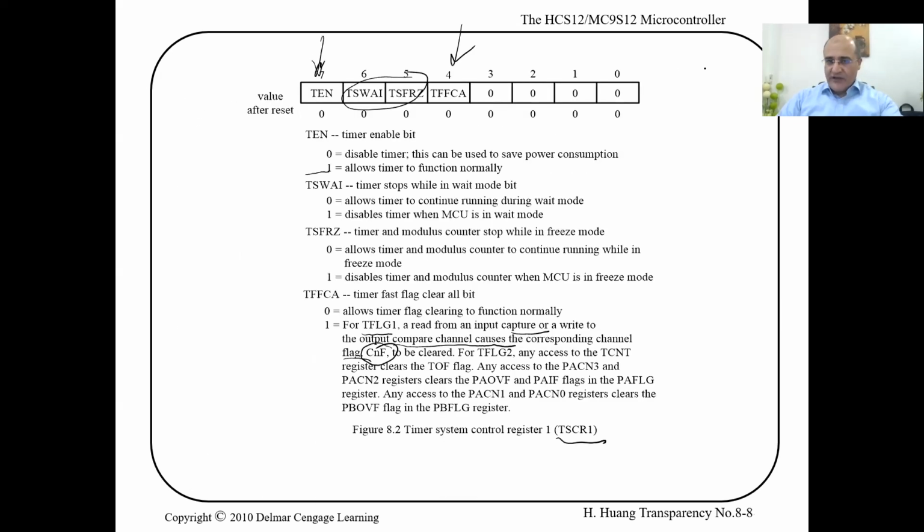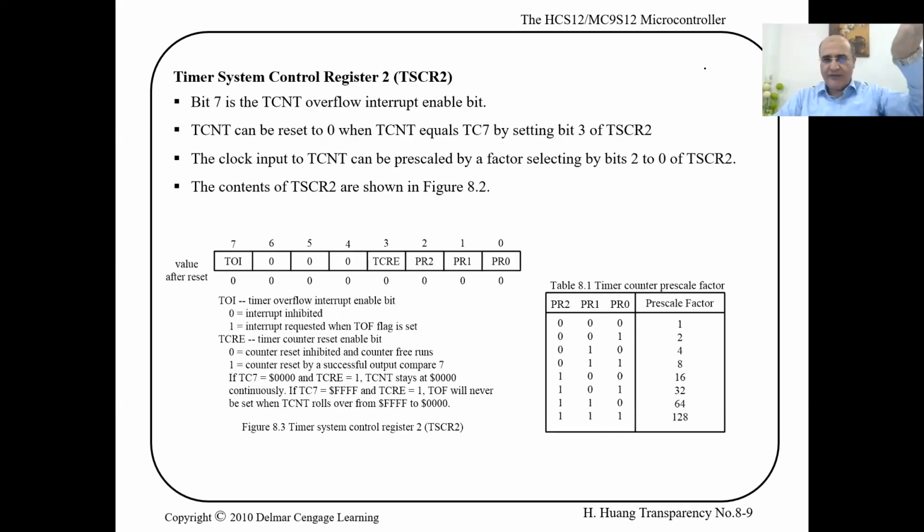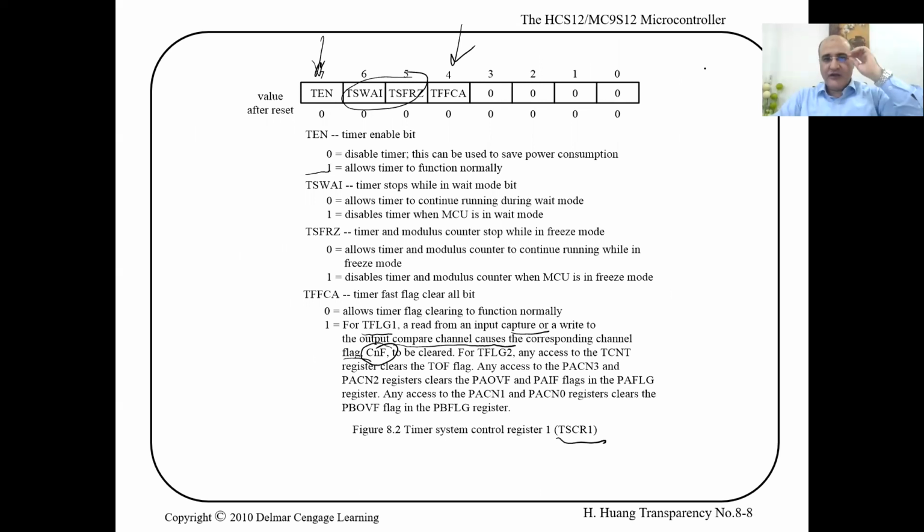To clear the flag when an interrupt happens, or even if you didn't enable the interrupt, a flag will be raised when the capture or the compare happens. After reading the value, you need to clear the flag to be notified the next time. Any read from the input capture or write to the compare channel registers will clear the flags if this bit is 1. You don't have to clear the flag manually; it will be cleared automatically if you read the capture or compare registers.